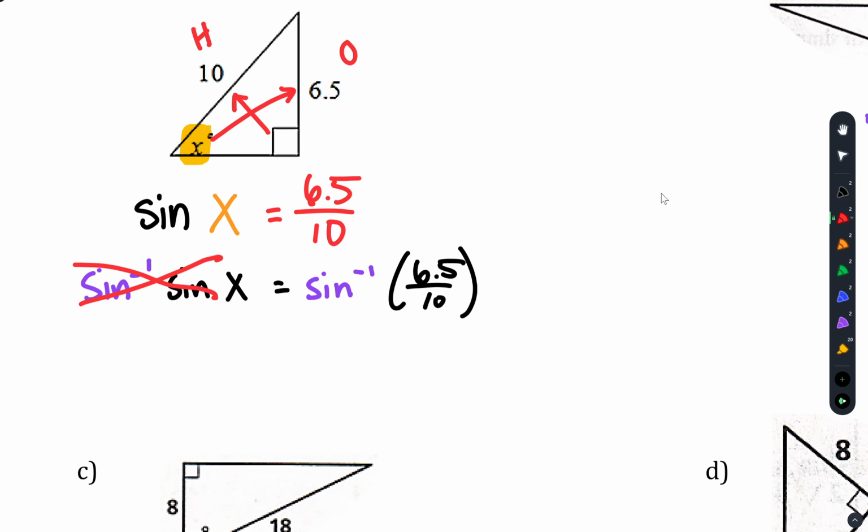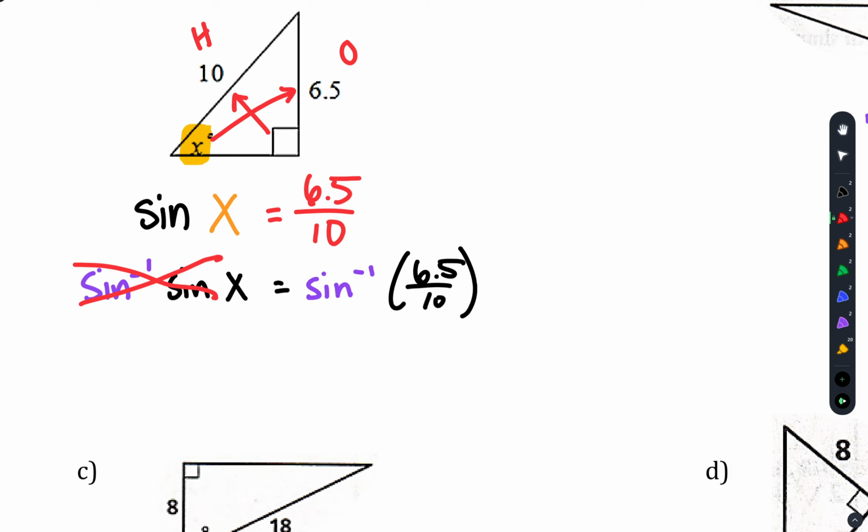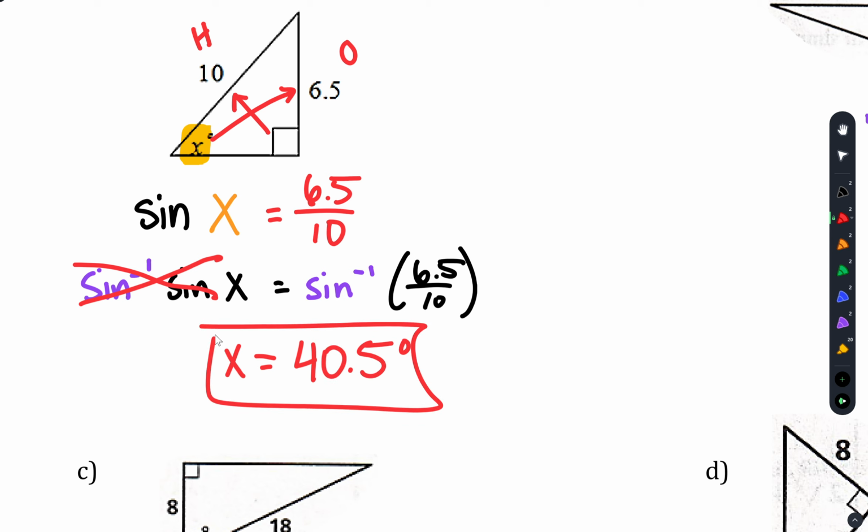So I'm typing into my calculator sine inverse of 6.5 over 10, exactly like that. I'm going to show you what that looks like. Everybody got this part? So, second sine to get sine inverse, and then 6.5 divided by 10. If you want, you can close those parentheses to make it look nice and fancy. You hit enter. I got 40.5. Everybody got that? Our unit should be in degrees.